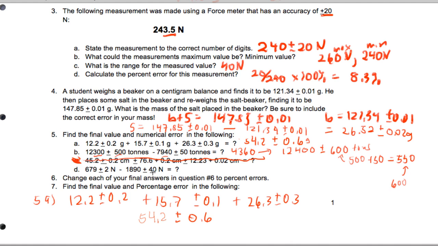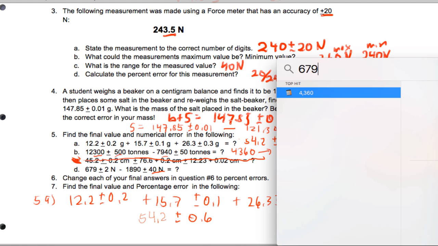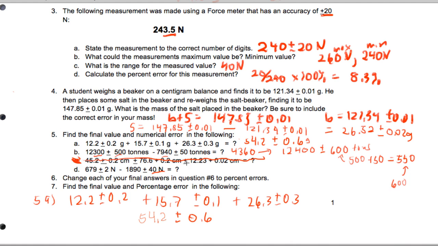Okay, now this next problem. We're uncertain to within tens, so let's be careful when we subtract these. So I got 679 minus 1890. You can get negative numbers. That's totally fine. And so I'm getting negative 1210 when I subtract. My uncertainty is going to be 40 plus 2, and I got to round that to just plain old 40 newtons. So that's problem number 5.